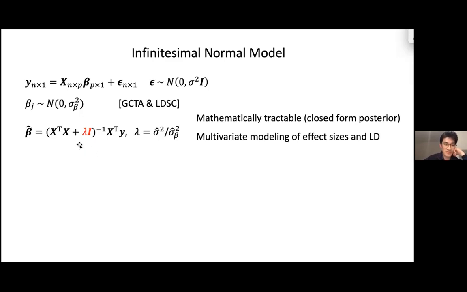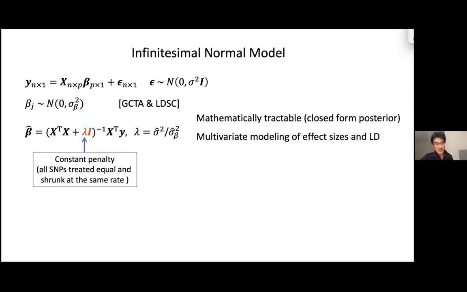We also noticed that this is a multivariate estimate of SNP effect sizes, and X transpose times X here is proportional to the LD matrix. So it's easy to incorporate LD information in this estimator. And in practice, you can always divide the genome into independent LD blocks, and then within each block, you can do this joint estimate of SNP effects.